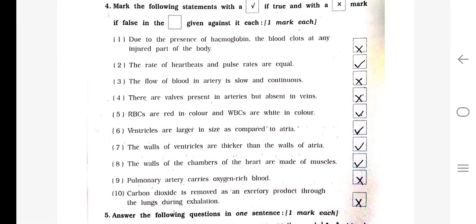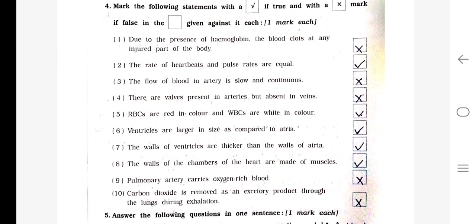Question number 4. True or false? Number 1. Due to the presence of hemoglobin, the blood clots at any injured part of the body. Wrong. Number 2. The rate of heartbeat and pulse rate are equal. Right. Number 3. The flow of blood in arteries is slow and continuous. Wrong. Number 4. There are valves present in arteries but absent in veins. Wrong.